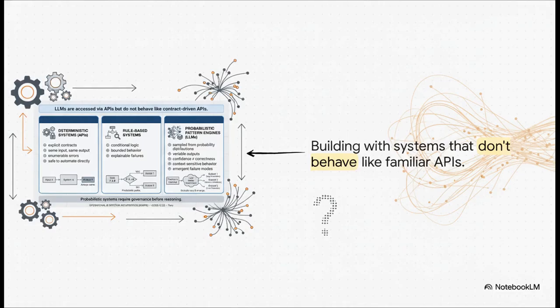We're all used to deterministic and rule-based systems, right? A deterministic API gives you the same output for the same input every single time. A rule-based system has bounded logic, so when it fails, you can figure out why. But probabilistic pattern engines, and yes, that includes large language models or LLMs, are fundamentally different. They might be accessed through an API, but they just do not behave like the contract-driven systems we know.